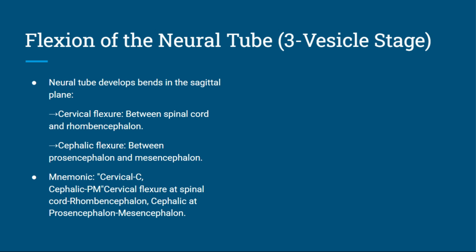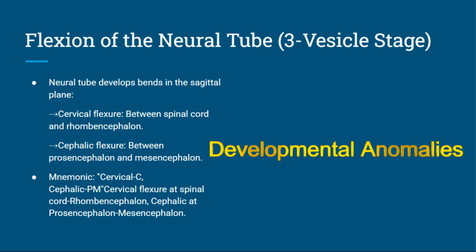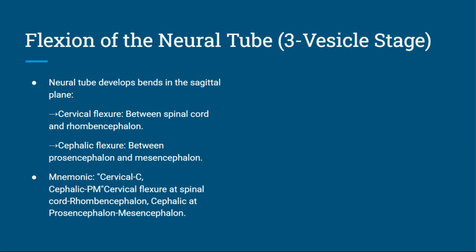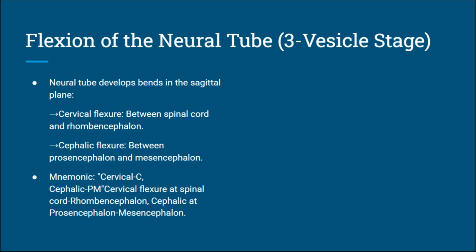My mnemonic is cervical C, cephalic PM: cervical flexure at the spinal cord and rhombencephalon, cephalic at the prosencephalon and mesencephalon. These bends help the brain fit into the skull as it develops. On Step 1, they might ask about developmental anomalies tied to these flexures, like how a failure in bending could affect brainstem positioning. Think congenital malformations.